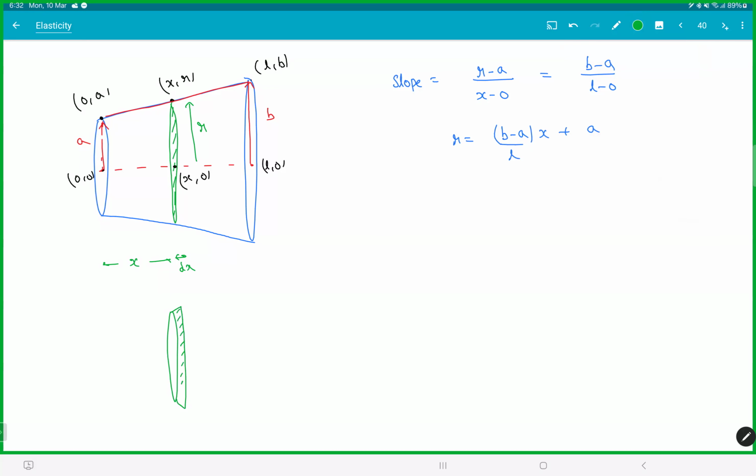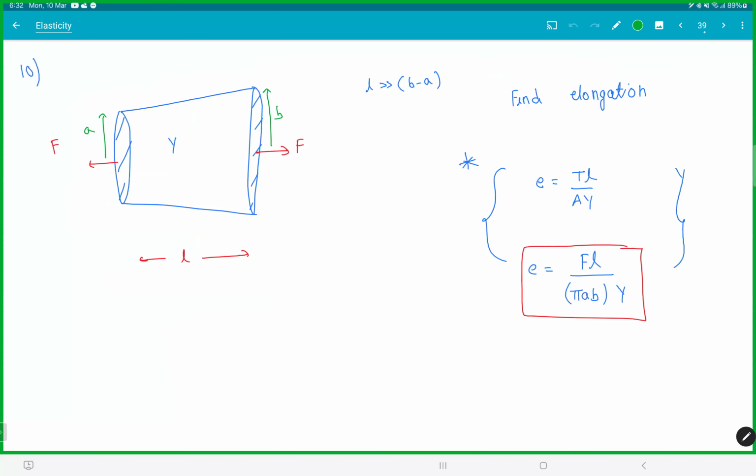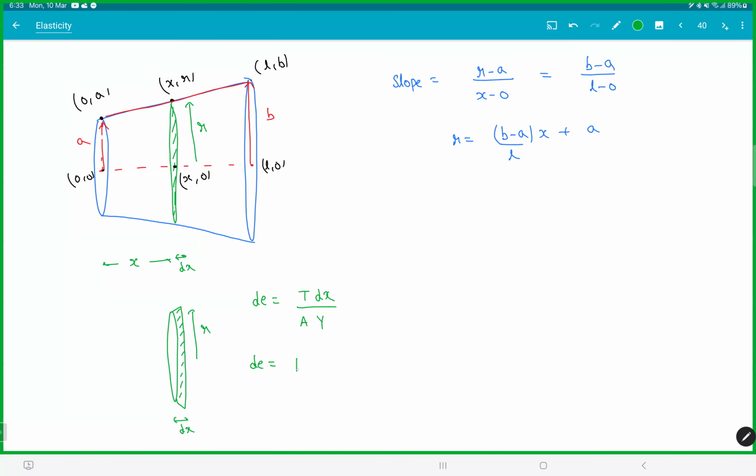So this radius is so small. So this is your dx. This is your radius. So the elongation formula is tension times length, in place of which we take dx, over area into Y. Here tension is F only, because you're pulling the rod with F and F. So tension everywhere is F. Area will be pi r square.